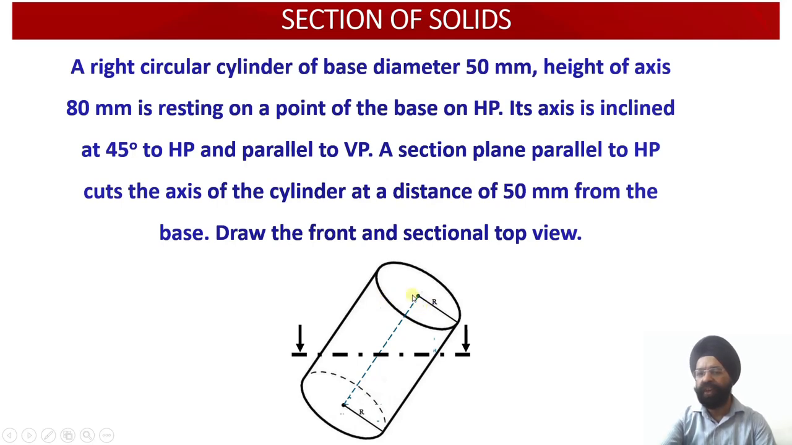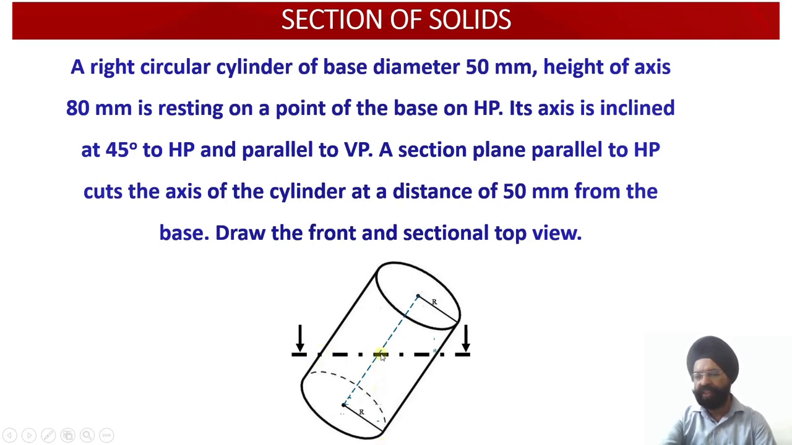So the projections of solid principles will be used to draw the projections of the inclined cylinder, that is the front view and the top view will be drawn, and then the cutting action will start. That is a section plane which happens to be parallel to the horizontal plane. It cuts the axis of the cylinder at a distance of 50 millimeter from the base. That is the distance of this base point and this axis cutting point. So this distance happens to be 50 millimeter.